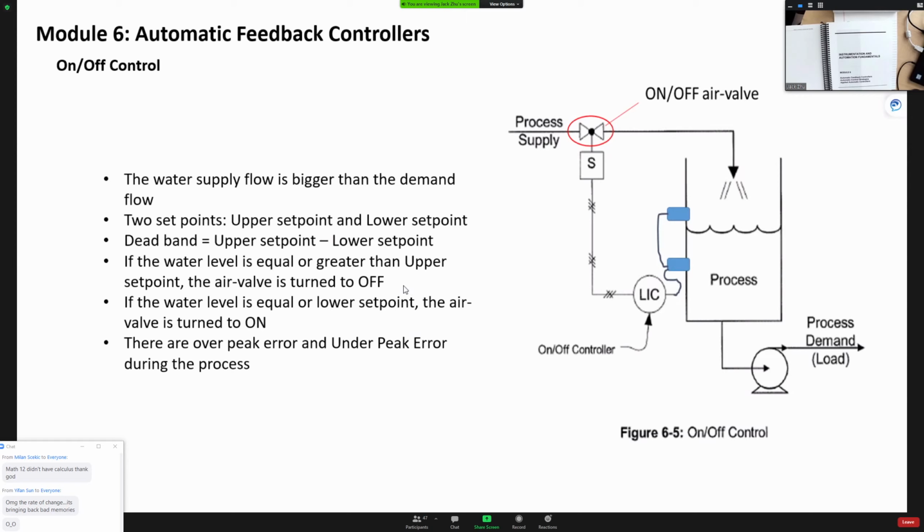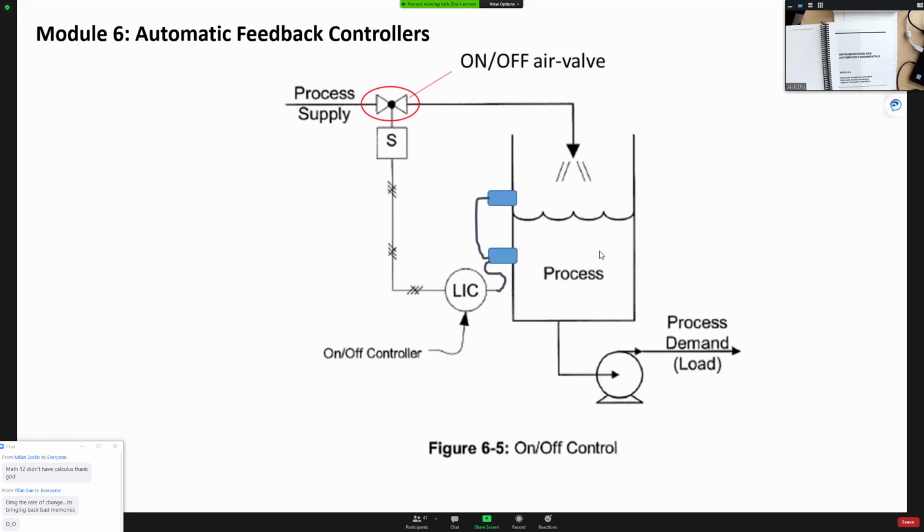And whether this one is a continuous draw or the demand changes on this pump, the pump might draw more or draw less, it doesn't care. You only go by these two sensors. If you go below this sensor, it will turn the valve on. Above that sensor, it's going to turn it off.